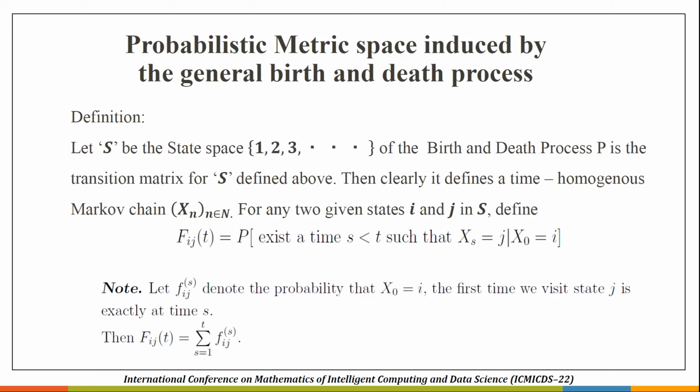Now we study how probabilistic metric spaces can be induced by general birth and death processes. Let S be the state space 1, 2, 3, etc., and P the transition matrix defined above. When the probabilities are considered stationary or time independent, that will give a time homogeneous stationary Markov chain. For any pair of states i and j, we can define a probability like this: the probability that the process reaches the state j in less than t time when the initial state is i. And this Fij will be a valid distance distribution function for any pair of states i and j.